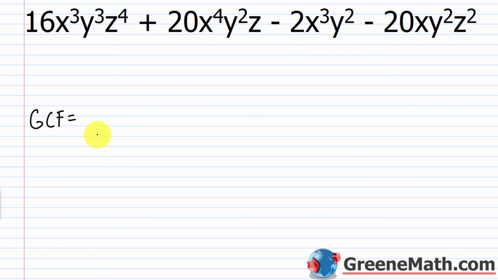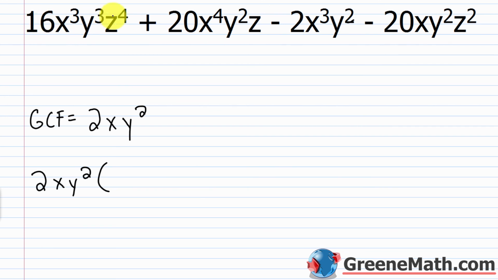Well, for the number part, I know it's going to be a 2, right? Because everything's divisible by 2. 2 is the smallest number, so it's going to be a 2. For the variable part, everything has an x. The smallest exponent is a 1. Then everything has a y. The smallest exponent is a 2. But not everything has a z. This doesn't have a z here. So the GCF would be 2xy squared. Now, pull this out. And we're going to have 4 terms here.